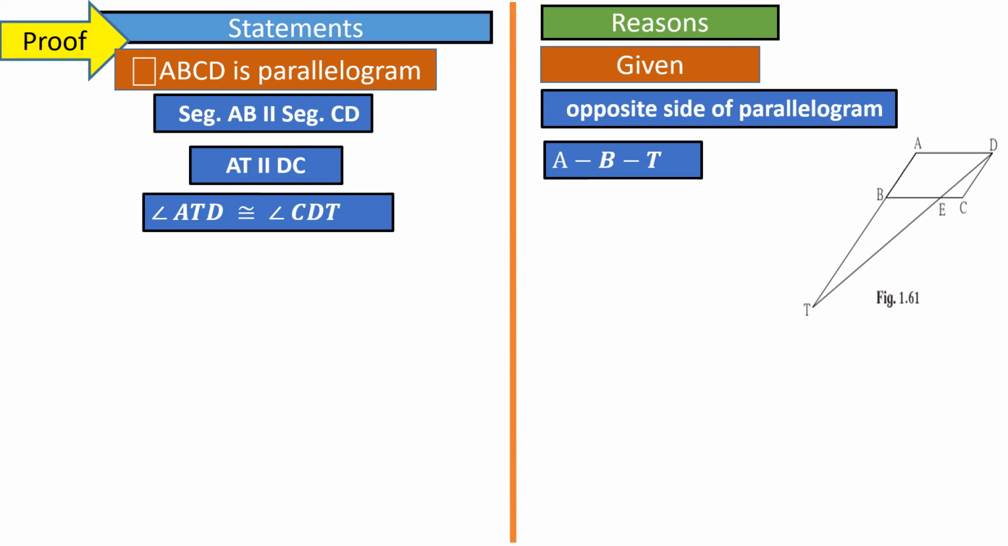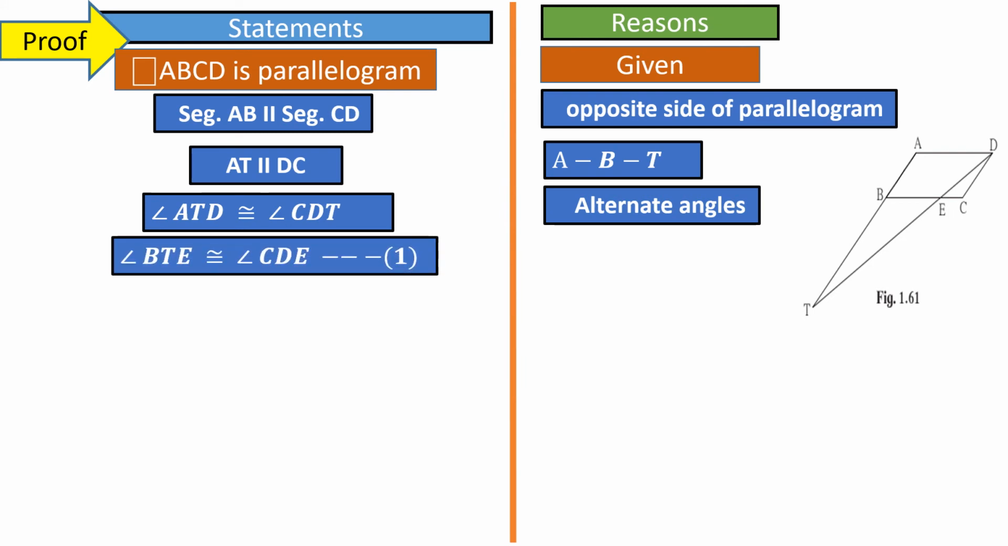They are which type of angles? Right, they are alternate angles. And in this triangle ATD, now I can write angle BTE congruent to angle CDE. The reason will be A dash B dash T and D dash E dash T. And why have we proved this? We'll give this equation number 1.